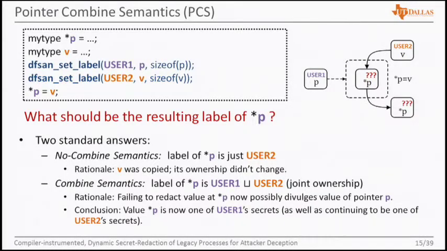So to solve this problem, there is another interpretation of what a pointer means that says that the label of the thing that p points to should be a combination of the label of user 1 and user 2. And this semantics, we call it the pointer combined semantics, because it combines the label of the pointer with the label of the pointee.